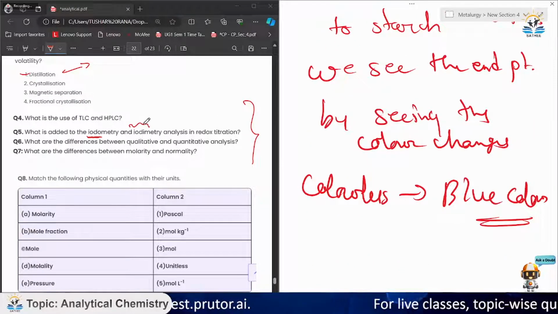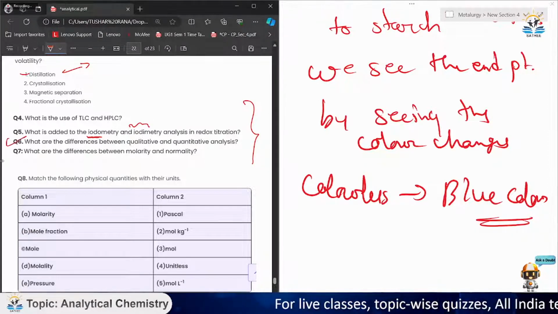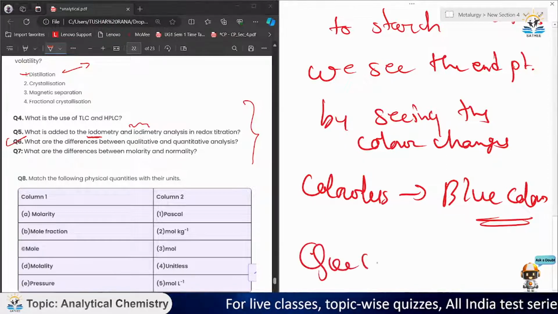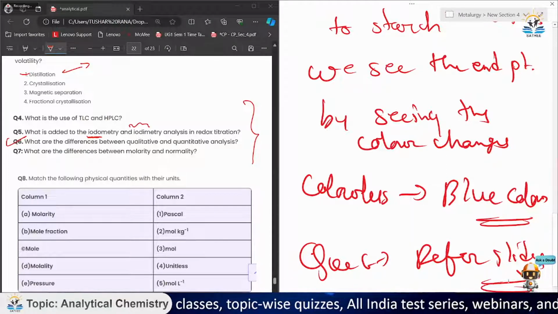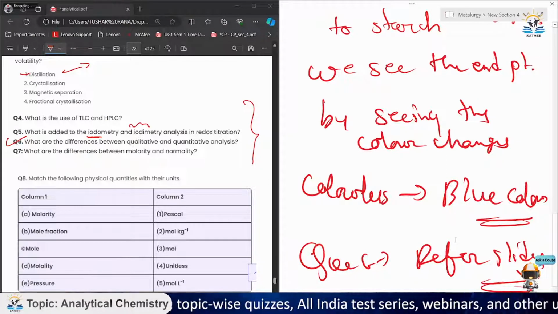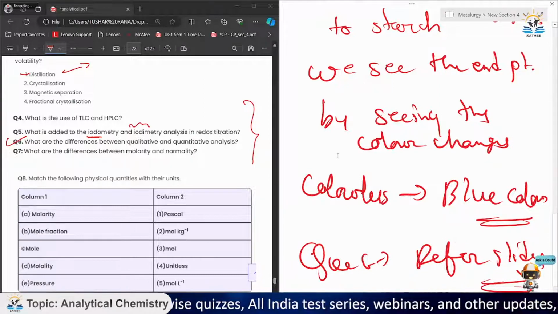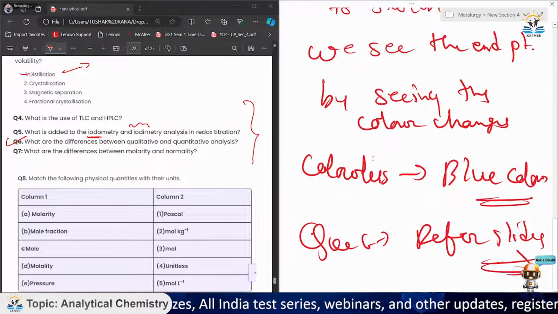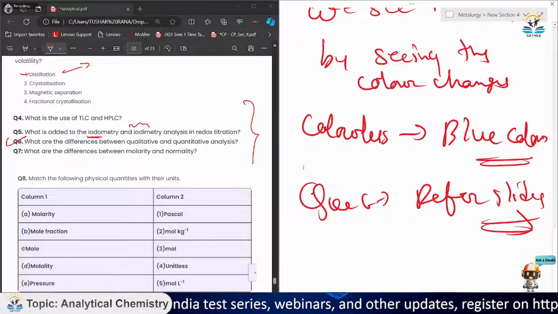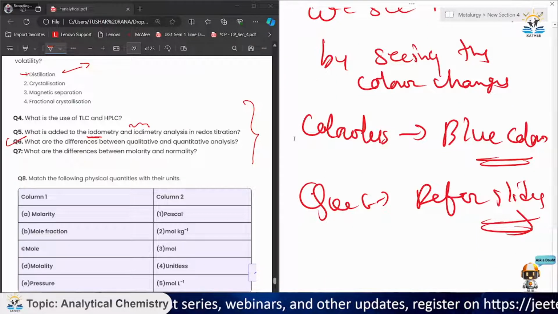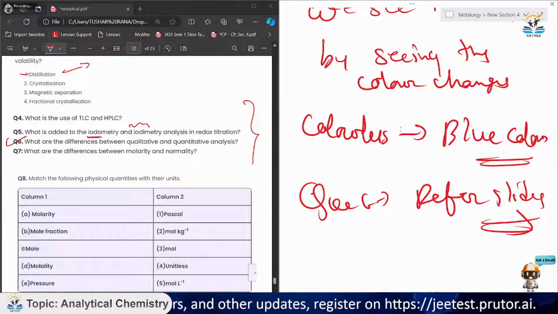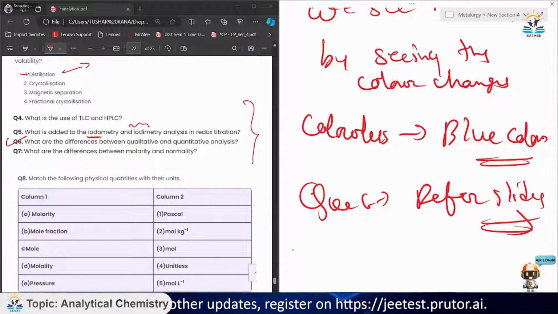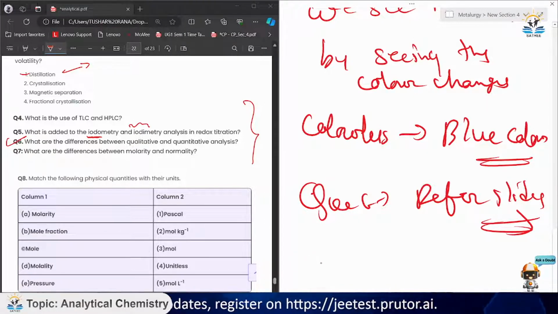Question number 6 is saying what are the differences between qualitative and quantitative analysis? Okay, so I will not give the answer to this question. I will just say question number 6, refer to the slides. You can just pause my video and check back if you have any doubt. You can see that I have described what is qualitative and quantitative. For a review, I can say that qualitative is mainly for describing the quality of the product formed, or the reactant used, and in quantitative we check how much. Okay, those two words I have seen.